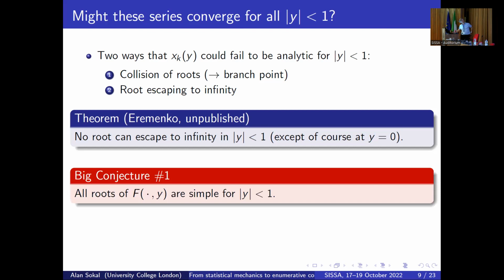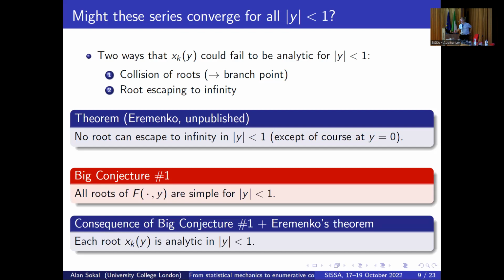And so I make the big conjecture that the other problem can't happen. Roots cannot collide. I conjecture that in the unit disk, all the roots are simple. If you buy that big conjecture, you combine it with Eremenko's theorem, and you get that each root is analytic in the whole unit disk. Okay, so what I'm going to do is pile on one conjecture after another. I will eventually show that some of these conjectures are related, that some of the later conjectures imply the earlier ones. But these are all conjectures. None of this is proven.